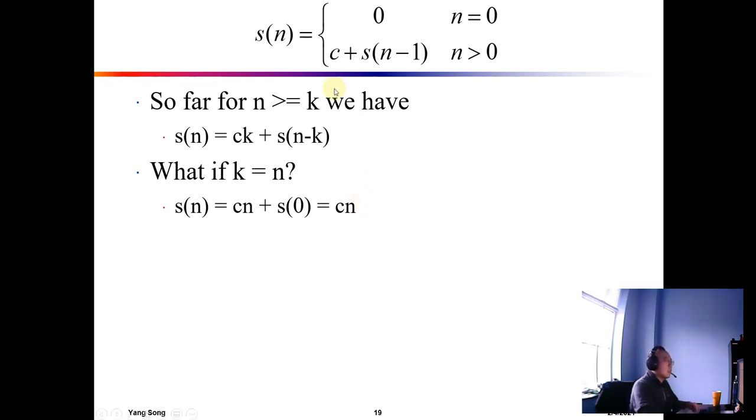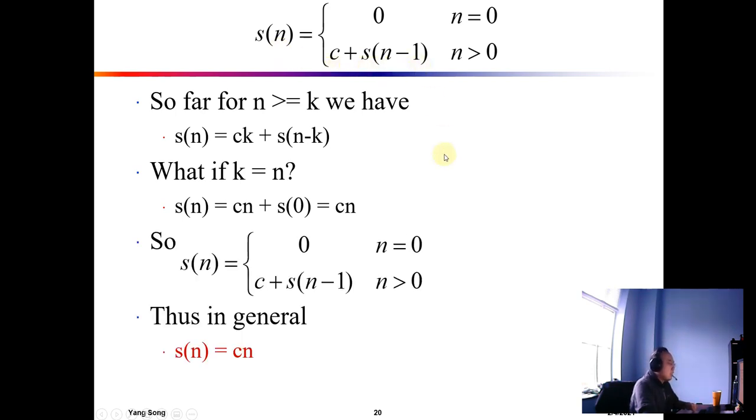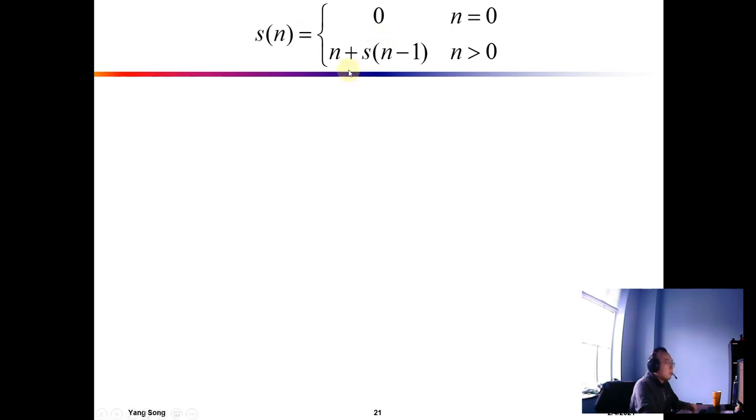Okay, so now we have finished solving this one, which is c plus Sn minus 1. Let's see the next part. The next part is n plus Sn minus 1. So this constant c has been changed to n. Does that make any difference? How about we use the same approach and try to solve that? We start from Sn equals n plus Sn minus 1, and we want to solve Sn minus 1.